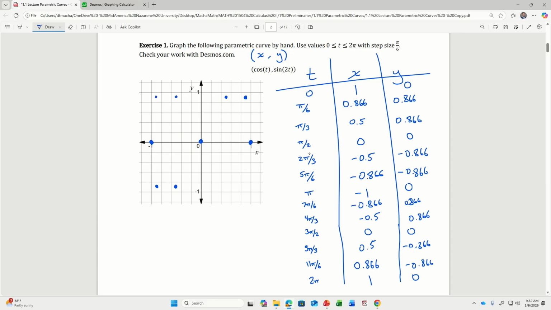I'm just plotting all of these coordinate pairs that we found in order. And then we're back to x equals 1, y is equal to 0. So if I were to trace this out in the order that we plotted these points, in the order that they appear, it's going to go like this.